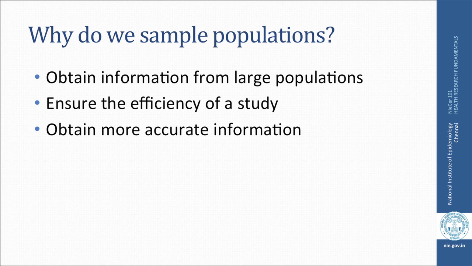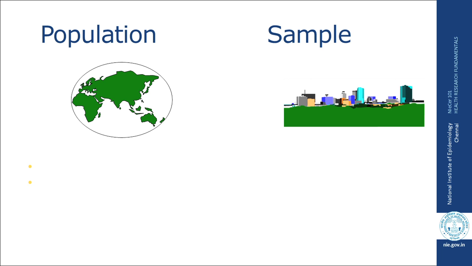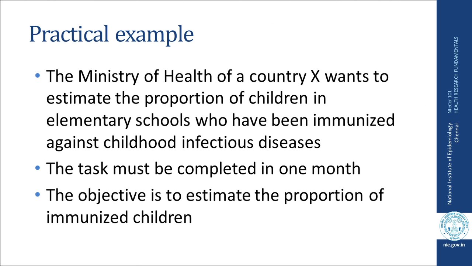So, it often happens that by doing a sample survey, you get accurate information. The information that you get from sample surveys is more accurate than the information from large-scale population studies. A population could be an entire universe, whereas a sample could be selected in small regions. Now, let us look at a practical example.